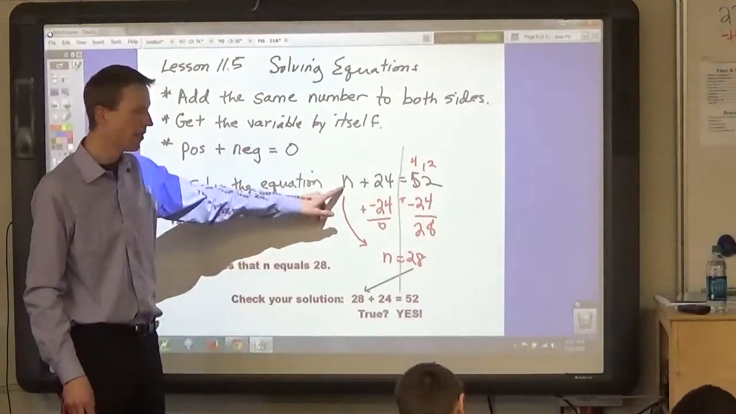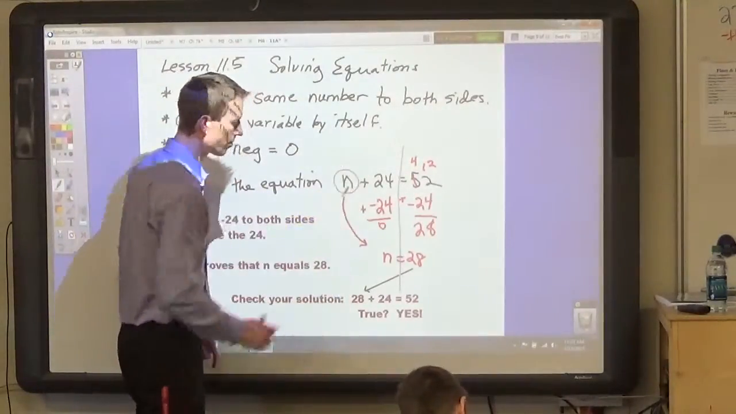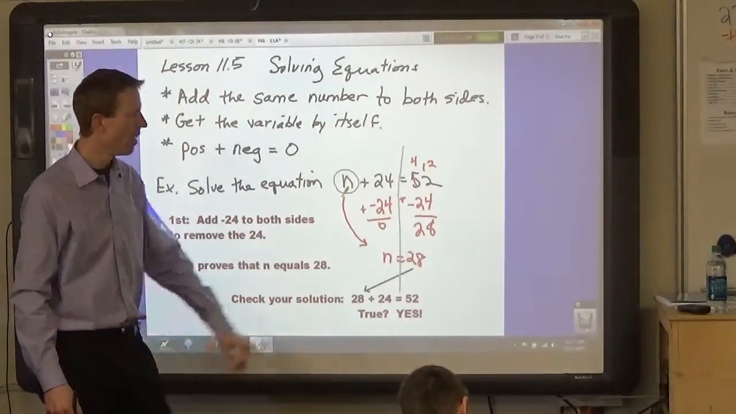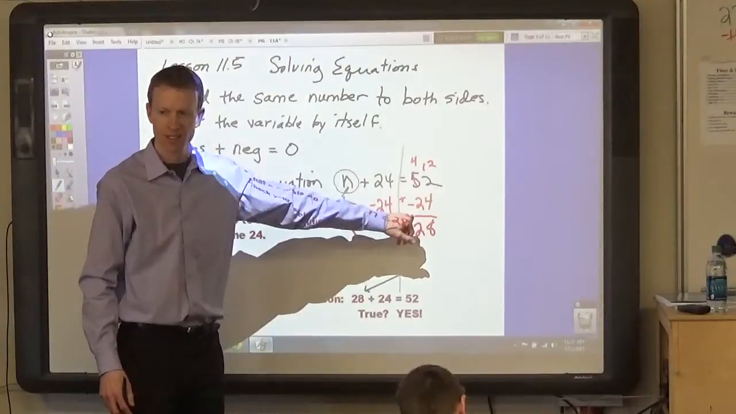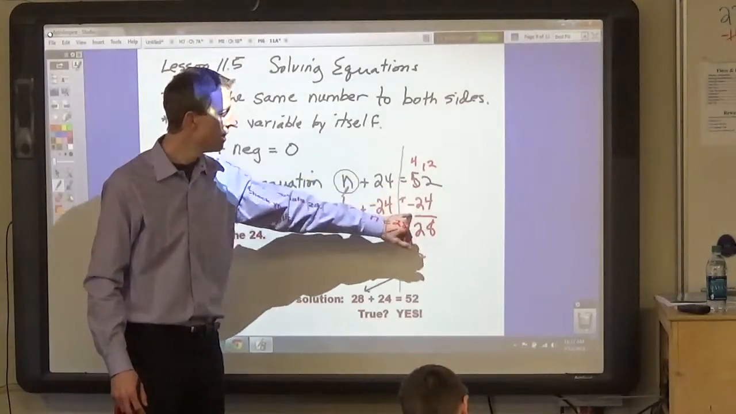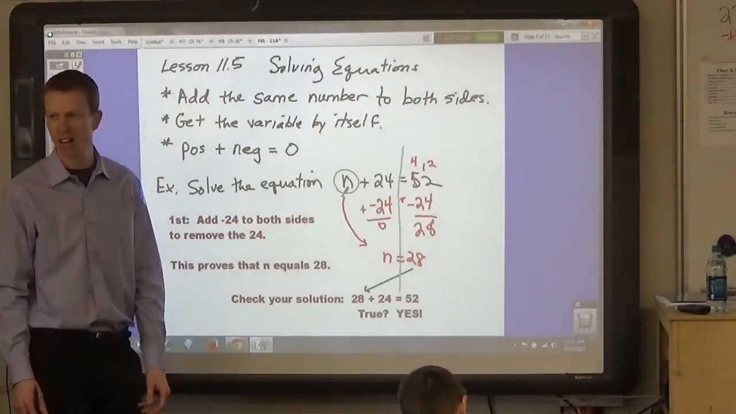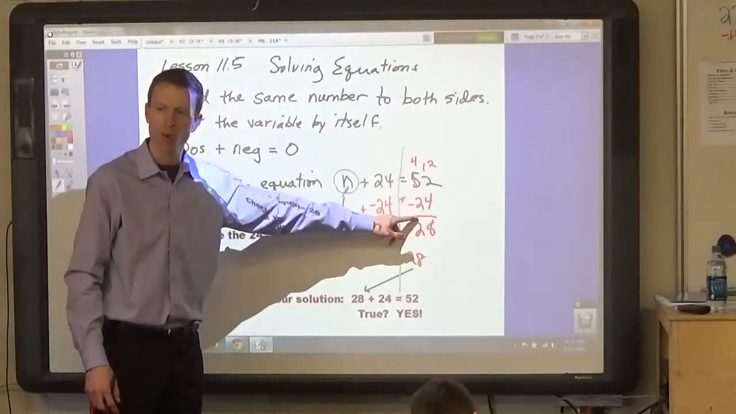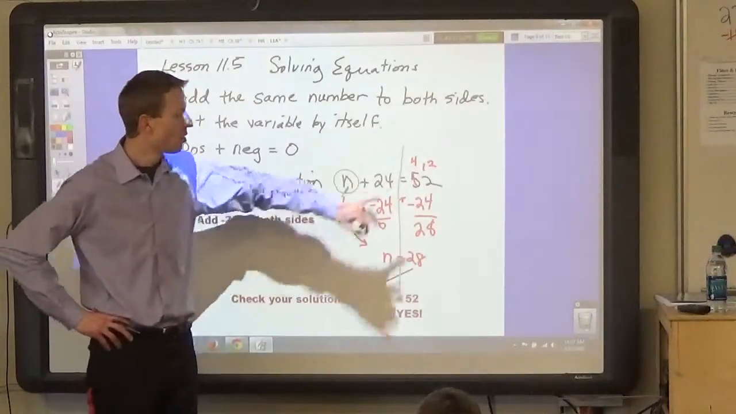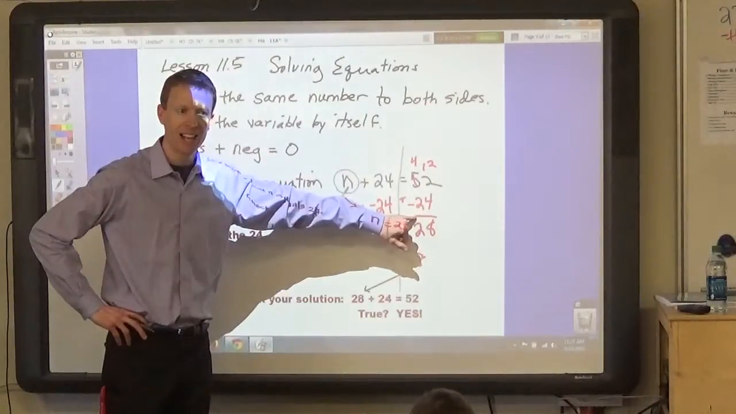Now, what's left on this side? N. Just n, yep. Then, add negative 24 to the right side. 52 plus negative 24. What do we have to do to solve that? Do we add? We subtract. Why? Because one is positive and the other is negative.